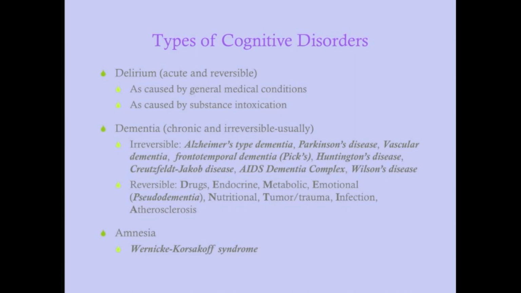So on the USMLE, if there are any glaring abnormalities on the history and physical, you'll be given that. If the patient comes in and they're clearly intoxicated, then you'll be given that. If the patient has an endocrine abnormality, you'll generally be given that. If they have a tumor or trauma, you'll be given that. If they have a mass-occupying lesion, or if they're infected, you'll know because they'll have a fever or low blood pressure. So those are things that the USMLE should give you. So we're going to primarily be focusing on the irreversible types of dementia. And then for amnesia, we'll talk about Wernicke-Korsakoff syndrome.